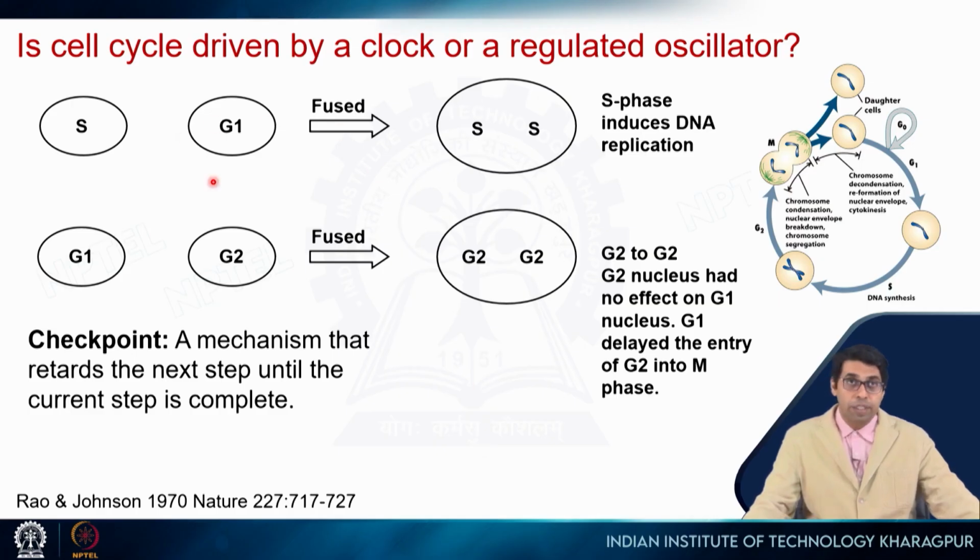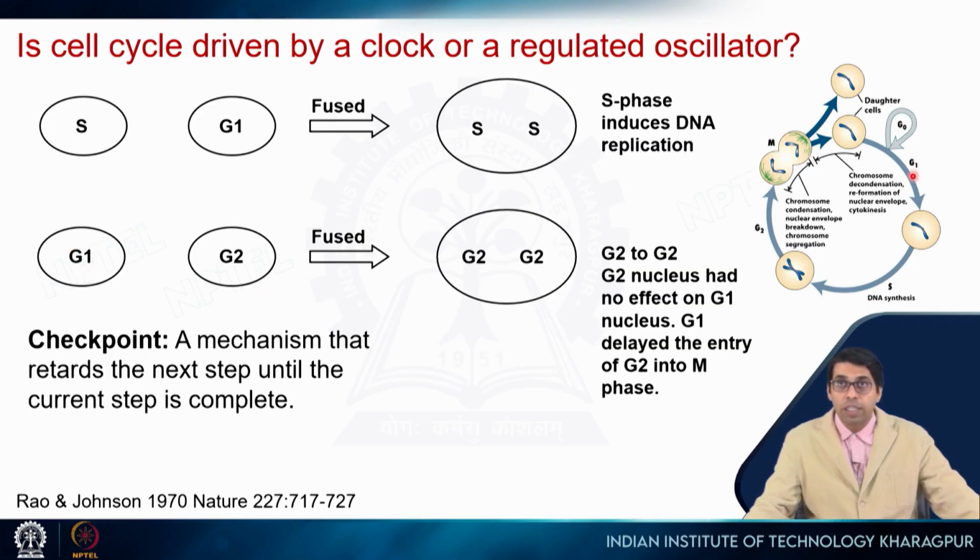They did other sets of experiments. Here they fused S with G1. In this case, what happened is that G1 did not prevent the S phase, but the G1 went into the S phase very quickly, right. It means that there are factors in this which induced this nucleus to go into the S phase quickly.